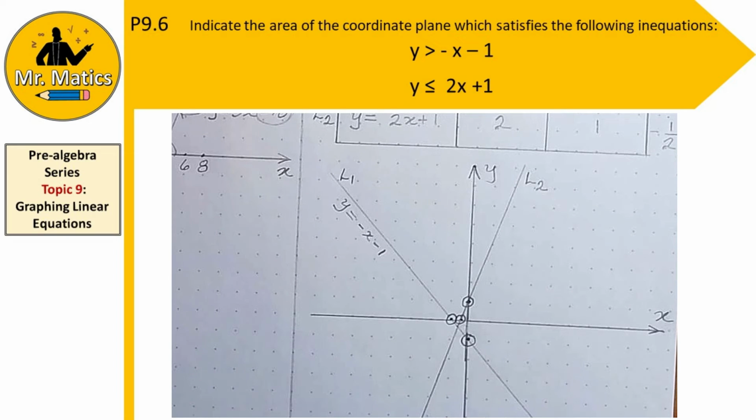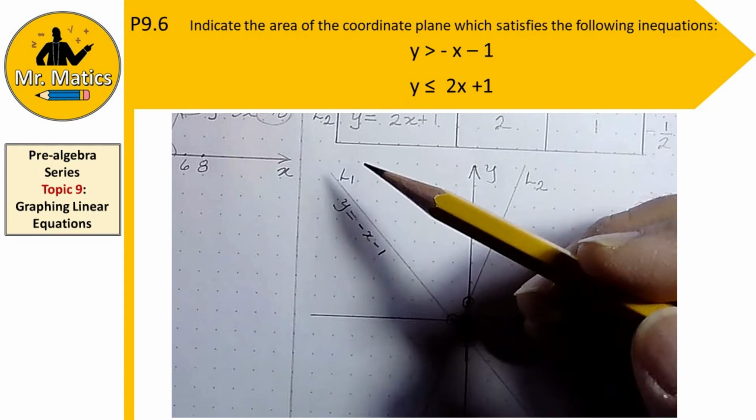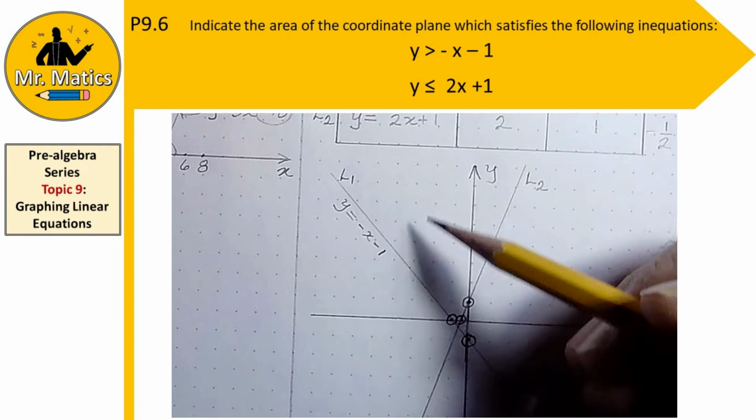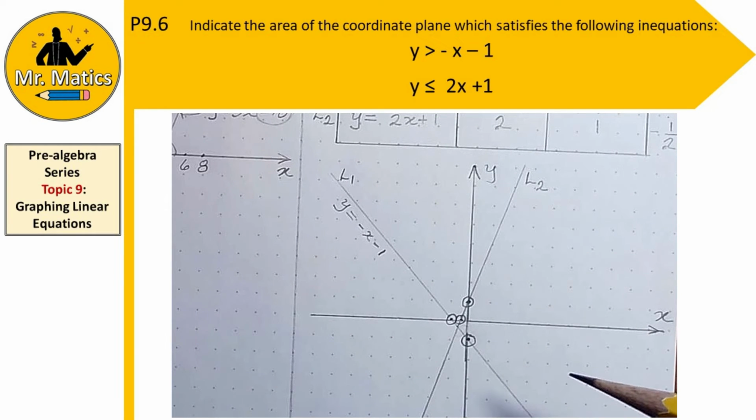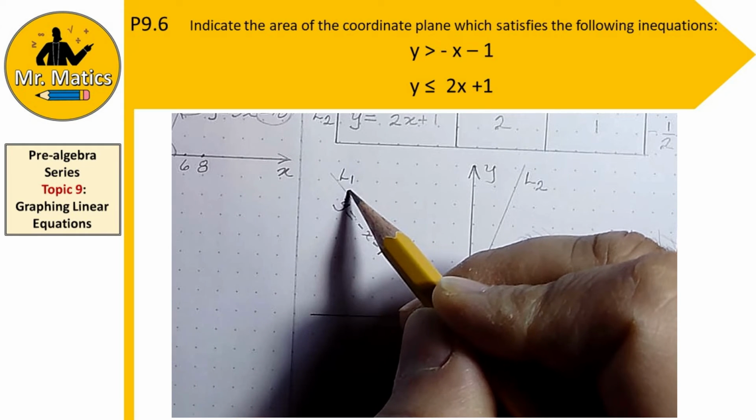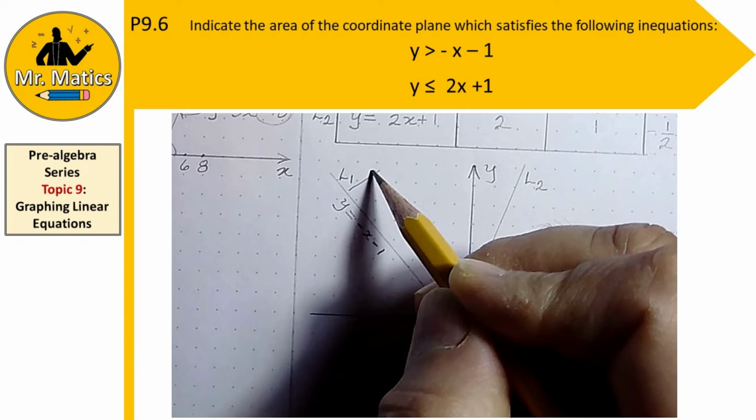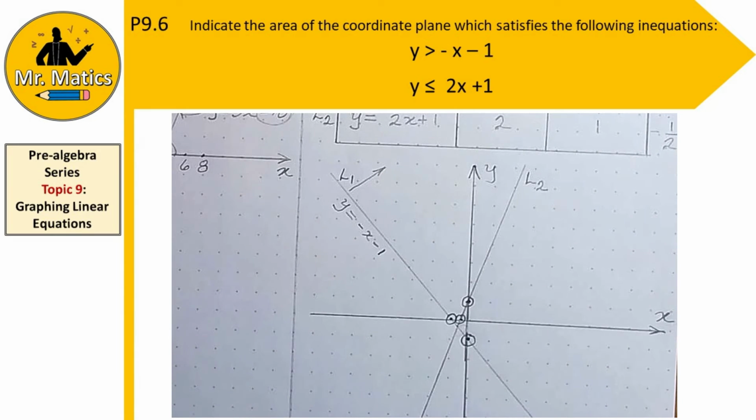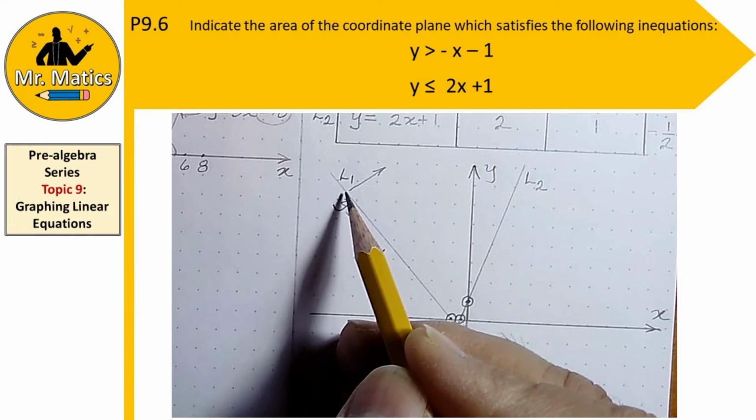Okay, and the way to indicate it is we hash this area, this entire area at the top. We hash it to indicate that this whole region above this line L1, but not touching L1, will be true for y greater than minus x minus 1. Okay, knowing that, we can even indicate it here. See, my arrow did not touch the line.